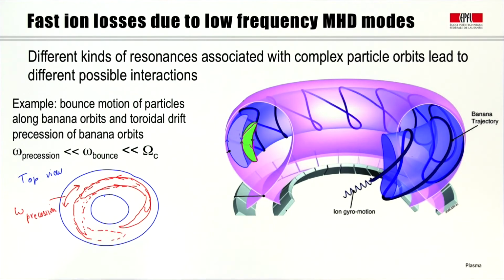That's slower than the frequency associated with the motion of the particle along the banana orbit itself, which is referred to as the bounce frequency. So we have, just using these two examples, two possible frequencies for possible resonances with plasma instabilities: the precession frequency of the particle drift around the torus and the bounce frequency of the particle around the banana orbit. Both of these frequencies are much smaller than the cyclotron frequency and therefore can lead to resonance with low frequency global modes of the MHD kind.